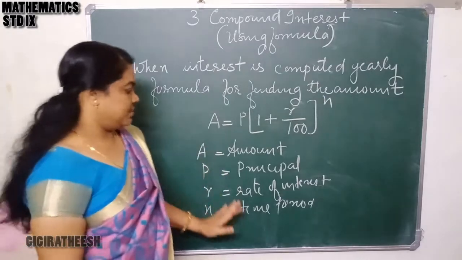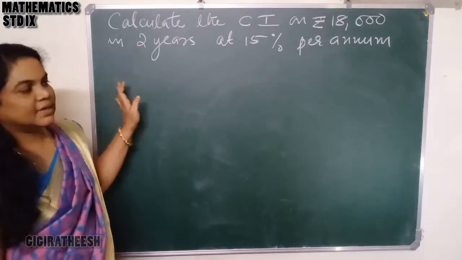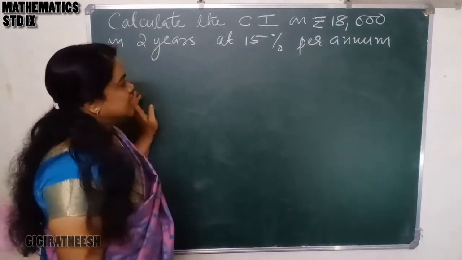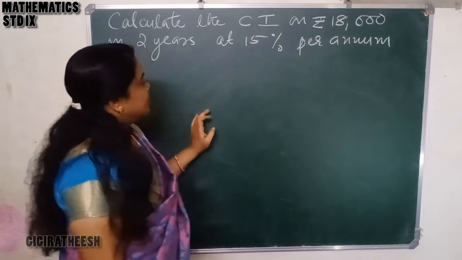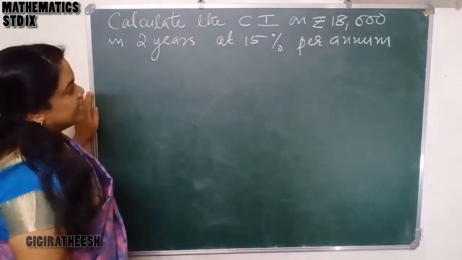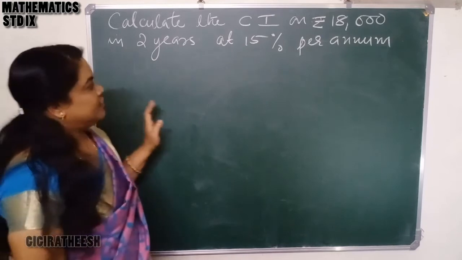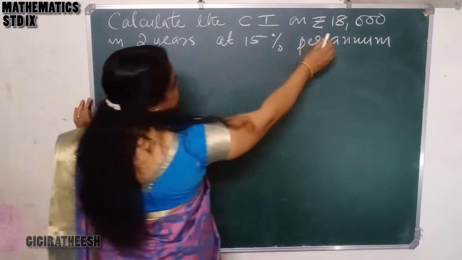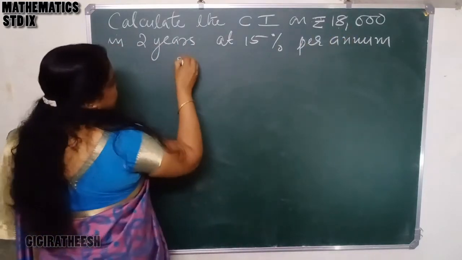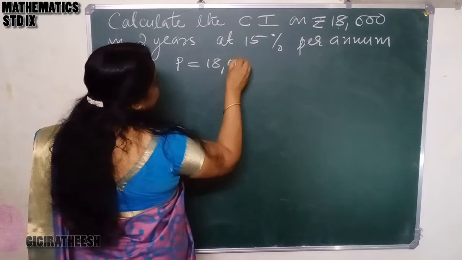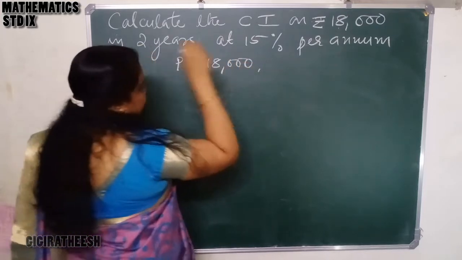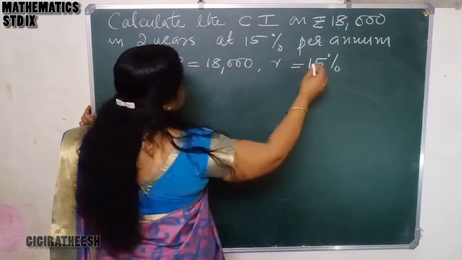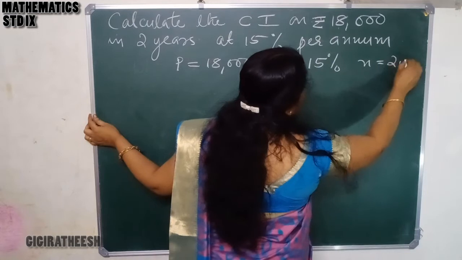Okay, let's do some problems. Calculate the compound interest on rupees 18,000 in 2 years at 15% per annum. Here P is equal to 18,000, the rate of interest R is equal to 15%, and N is equal to 2 years.